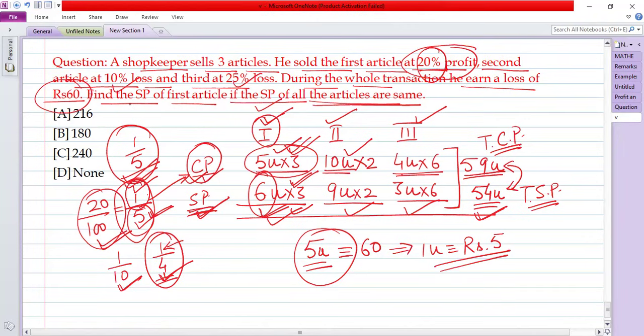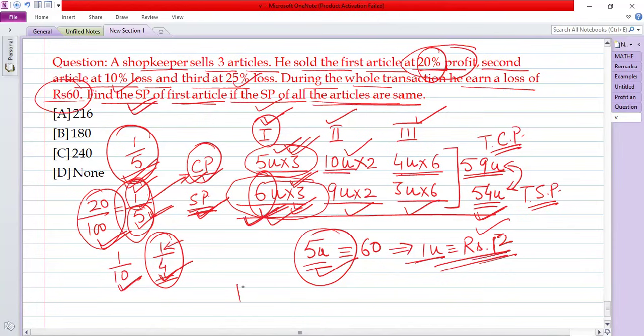And now the selling price of first article. So the selling price of first article was 18 unit. 6 unit into 3 means 18 unit. So 1 unit is rupees 5. Okay. Sorry, I am making a mistake. So here it should be 12. Please mind, it should be 12. Okay. So 1 unit is equivalent to rupees 12.